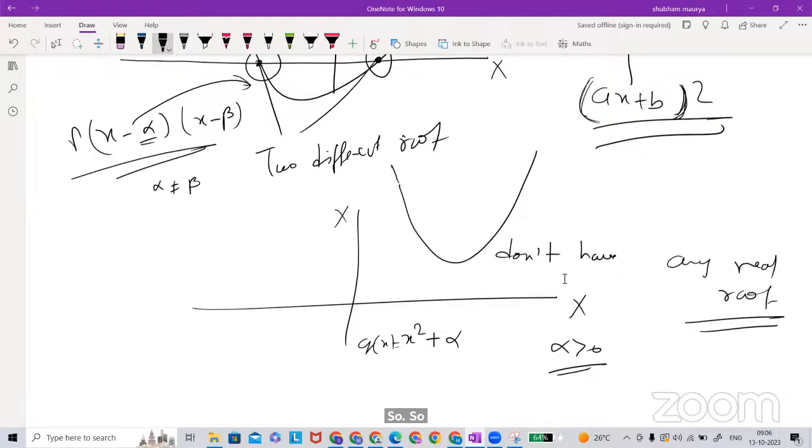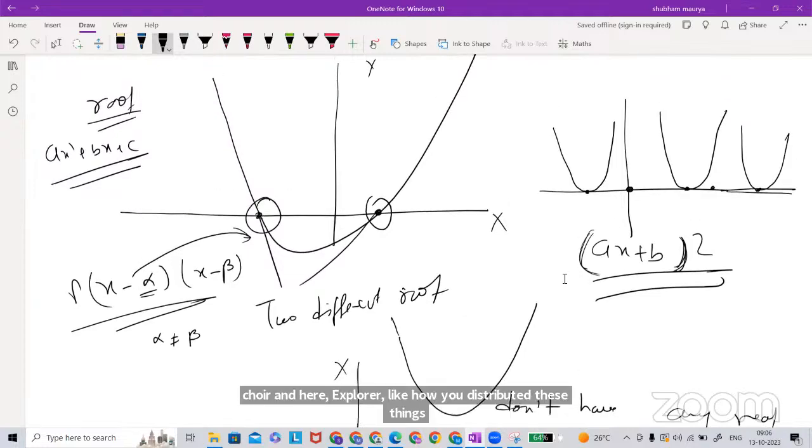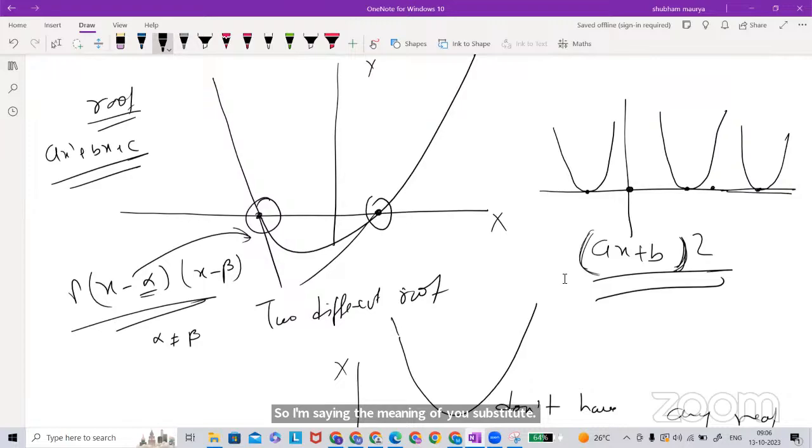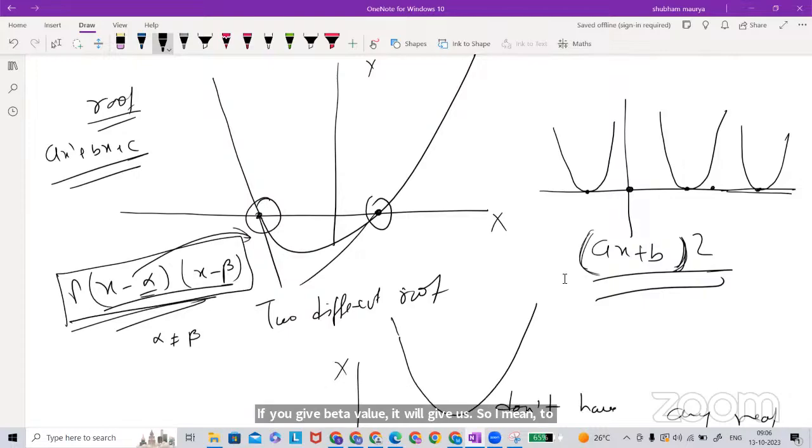I couldn't understand that part, (ax plus b) the whole square, and here x square plus alpha, how did you derive these things? I am saying that if you substitute the alpha value, it will give 0, and if you give the beta value, it will give 0. If you multiply this out, it is a quadratic function, no? Yes, sir. So I wrote this in the factorized form. Alpha is one root, beta is another root, and they are different. The next one is (ax plus b) the whole square.